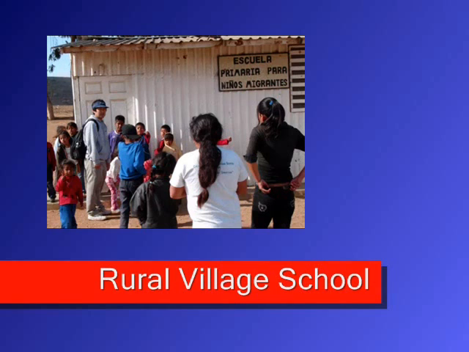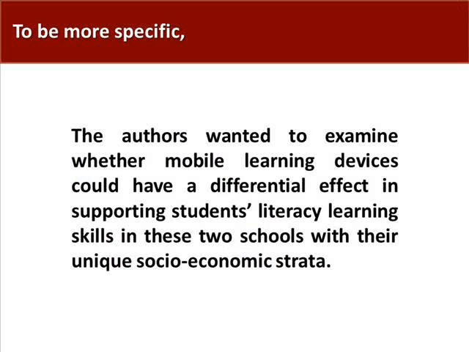The authors carried out this experiment to examine the effect of a mobile learning technology in two public primary schools near the Mexico-USA border in the state of Baja California, Mexico. One school was located in an urban slum and the other in a village community. Both of them lack educational and technology resources, and the general socio-economic status of the students is low. To be more specific, the authors wanted to examine whether mobile learning devices could have a differential effect in supporting students' literacy learning skills in these two schools with their unique socio-economic strata.